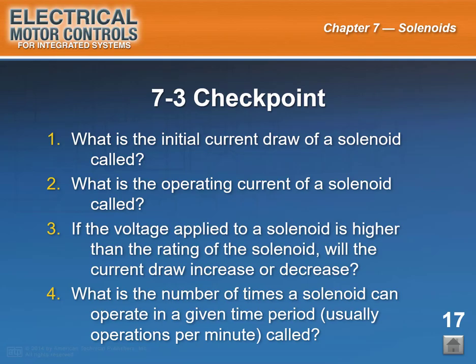Start of slide 17. Slide caption: 7-3. Checkpoint. What is the initial current draw of a solenoid called? What is the operating current of a solenoid called? If the voltage applied to a solenoid is higher than the rating of the solenoid, will the current draw increase or decrease? What is the number of times a solenoid can operate in a given time period, usually operations per minute, called? End of slide 17.